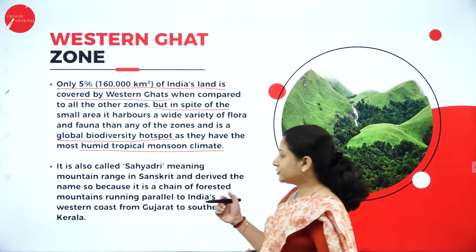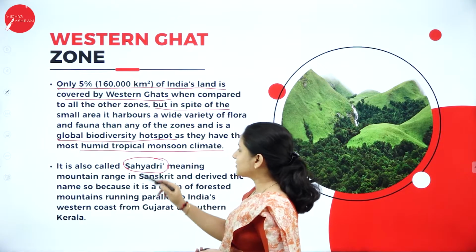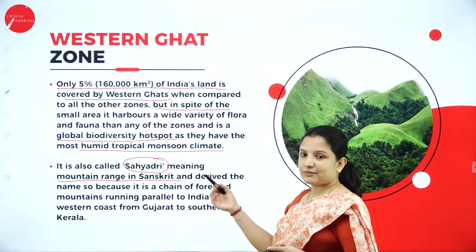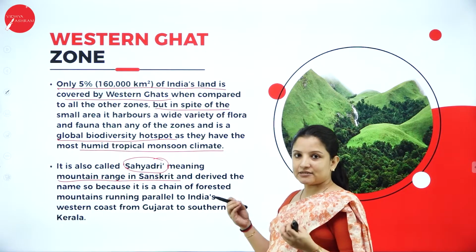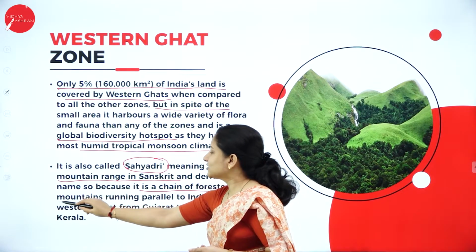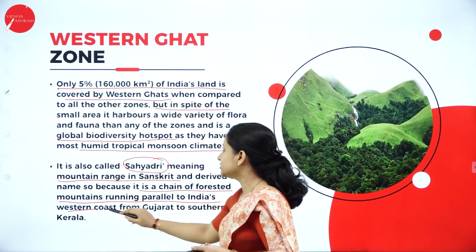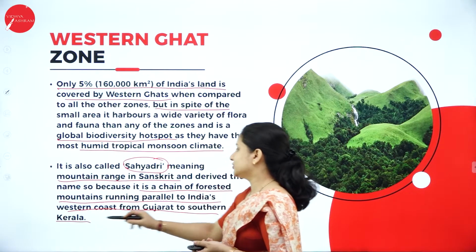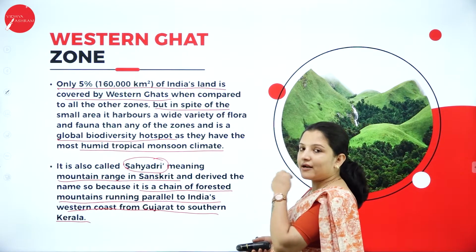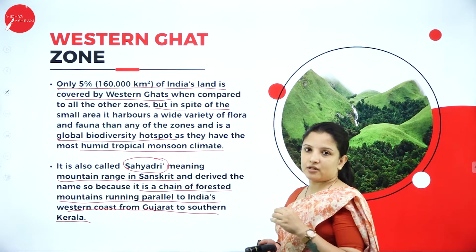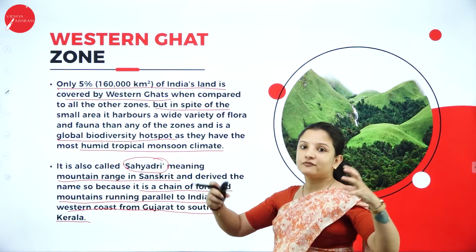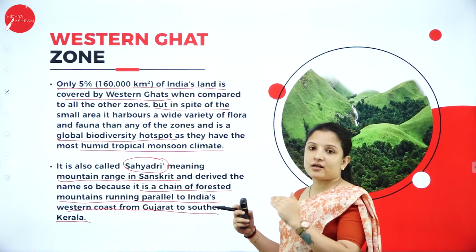And Western Ghats is also called Sahyadri. Sahyadri means mountain range in Sanskrit, and the word got its name from Sanskrit, because in Sanskrit Sahyadri means a chain of forest mountains that runs parallel to India's western coast from Gujarat to southern Kerala. So Western Ghats starts from the western coast of Gujarat and continues to southern Kerala. All these regions have parts of the Western Ghats, and it is a chain of mountains. So it continues. There is no break in the Western Ghat region.